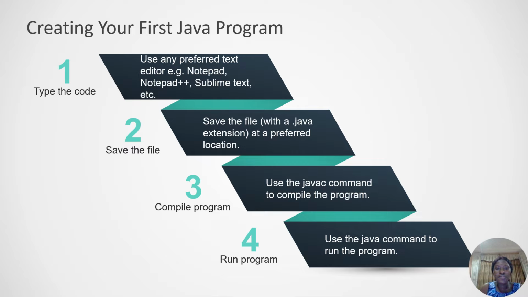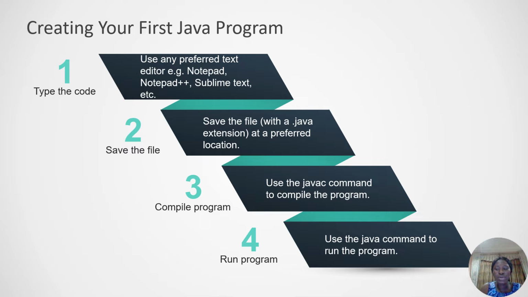In order to create your first Java program, we'll be following 4 simple steps. The first step is to type your code. The second step is to save the file. The third step is to compile your program. And then the last step would be running your program.